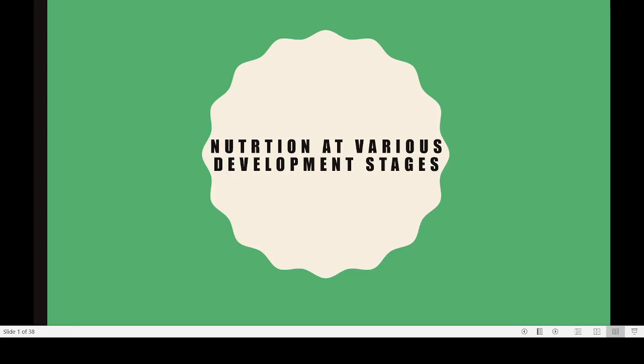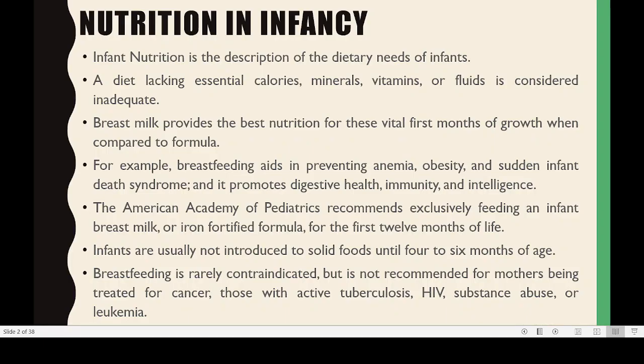In the previous syllabus you had to study the nutritional requirements at various stages like preschool, adolescence, old age, etc. Now that has been removed. So fortunately, you need to study only the nutritional requirements of three different stages. To begin with, we will start with infancy.